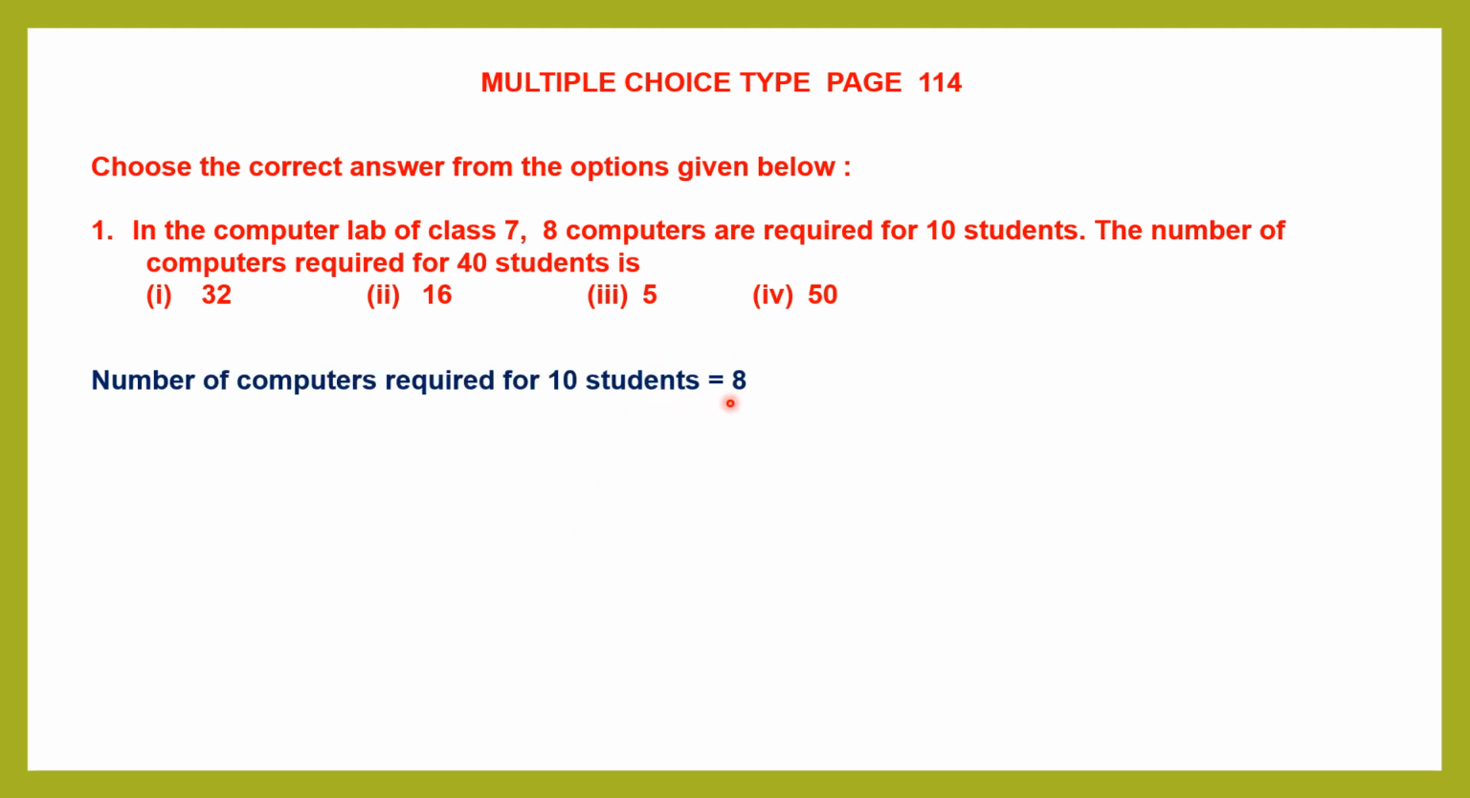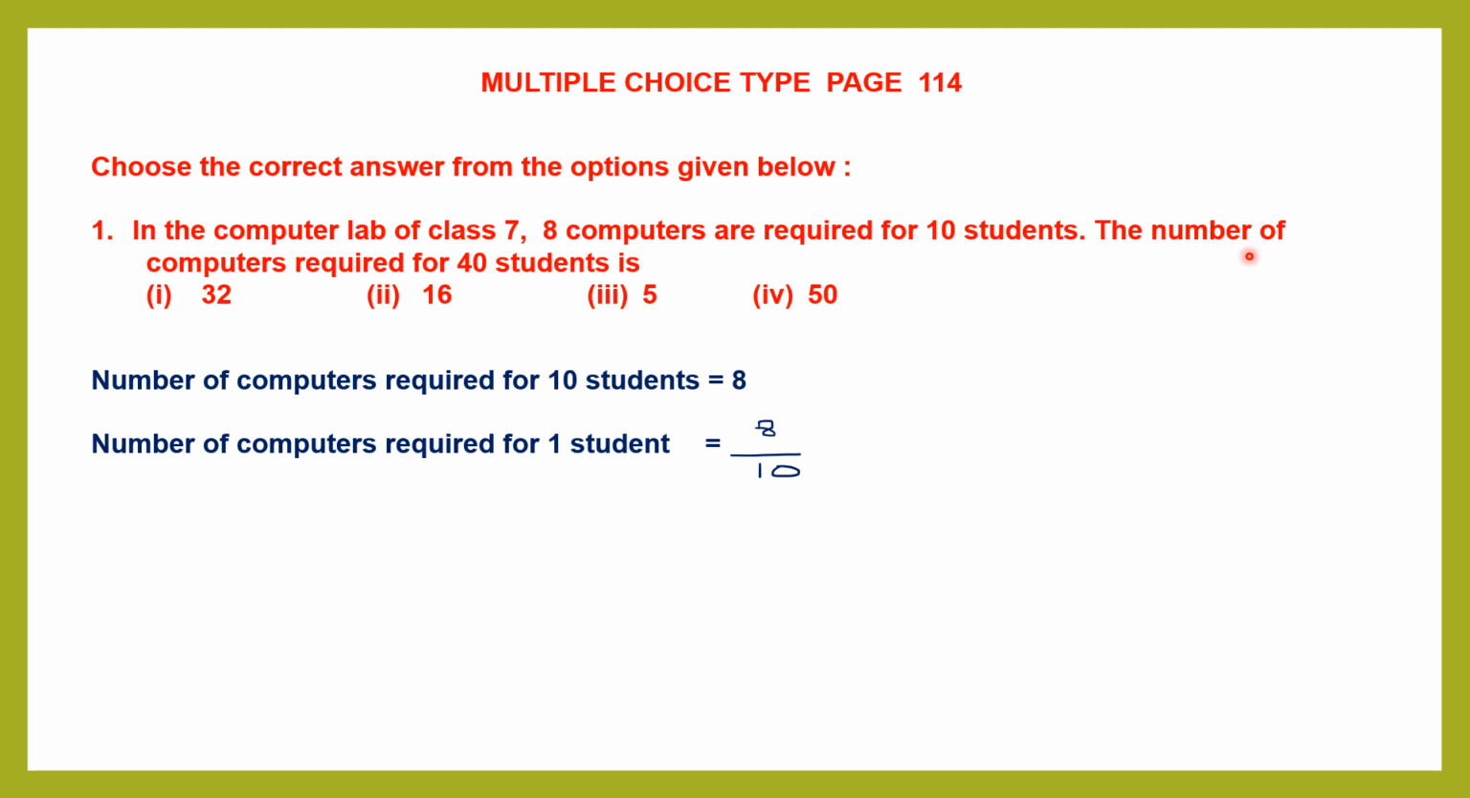Now here we have to use the unitary method. So unitary method means we find for one student. Okay, so number of computers required for 10 students is 8. Now we write number of computers required for one student. So for 10 students it is 8. That means for one student it's going to be less than 8, isn't it? So whenever it is less, you have to divide. So this will be 8 divided by 10. So this is the number of computers required for one student.